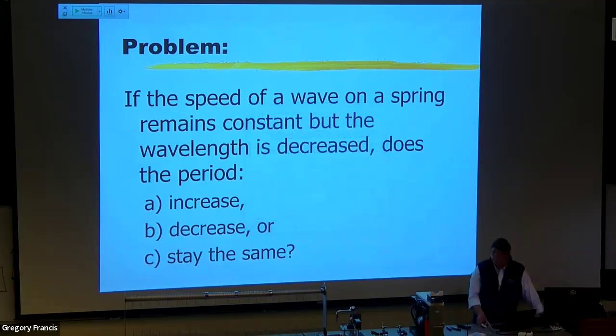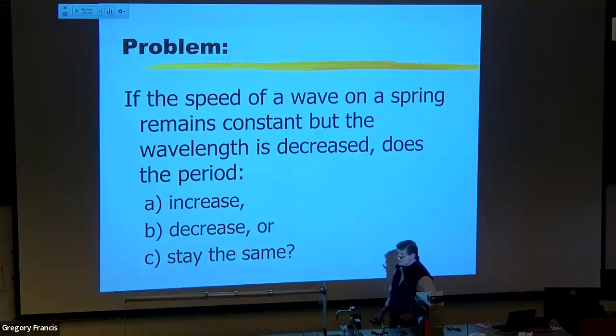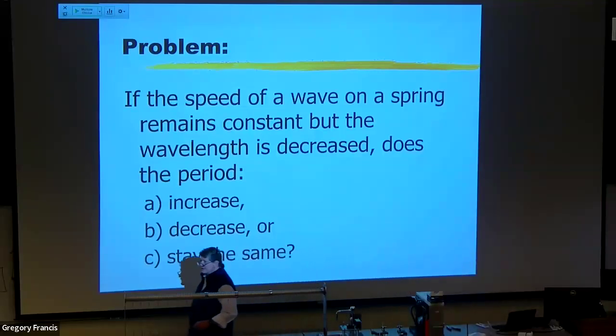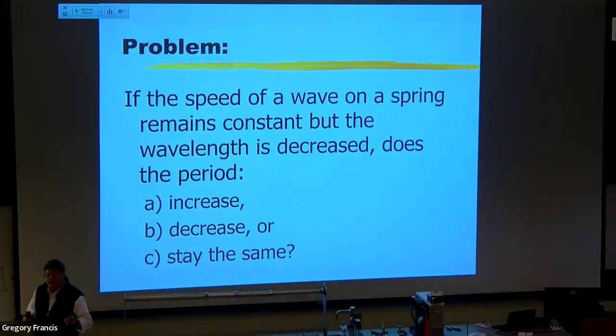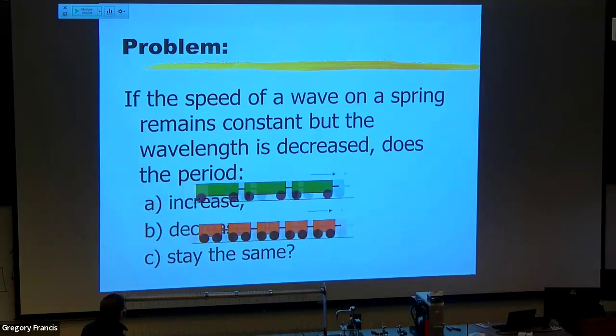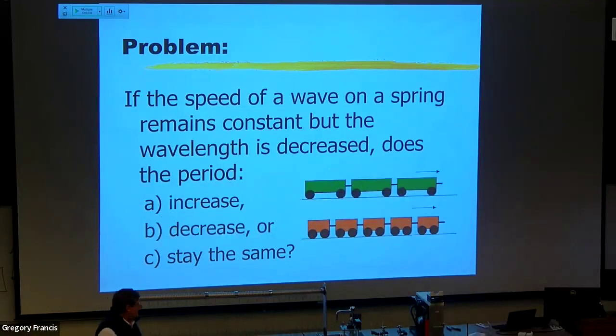We don't know. This is where it becomes very handy to think of those waves as trains and the boxcars as the wavelength. If I had two trains that were coming down the track and you were standing between them, and both of those trains are going 30 miles an hour, which one would have the largest period?